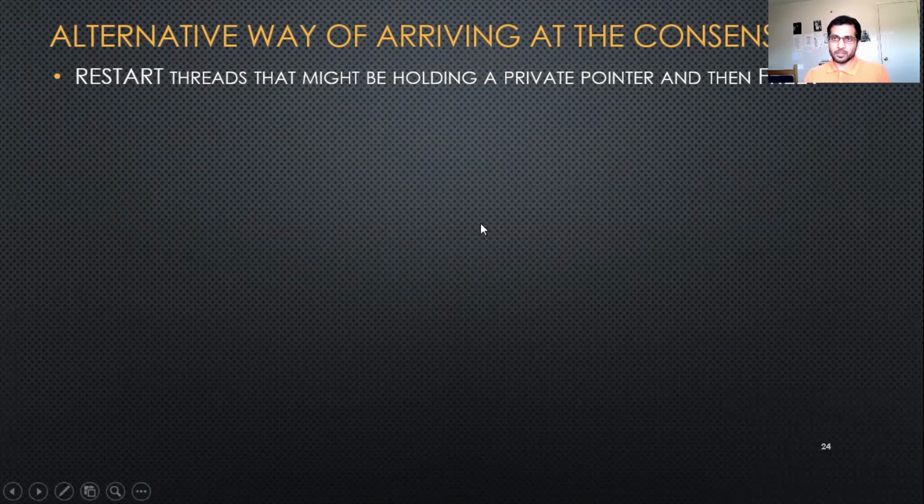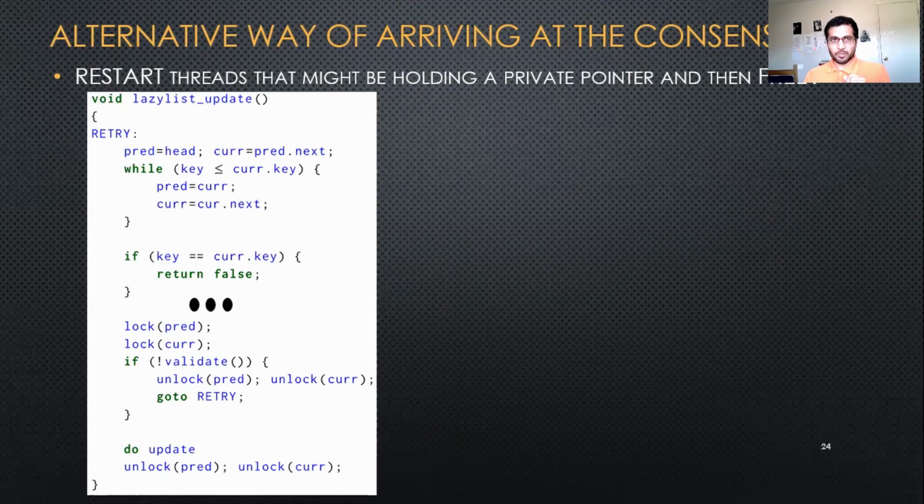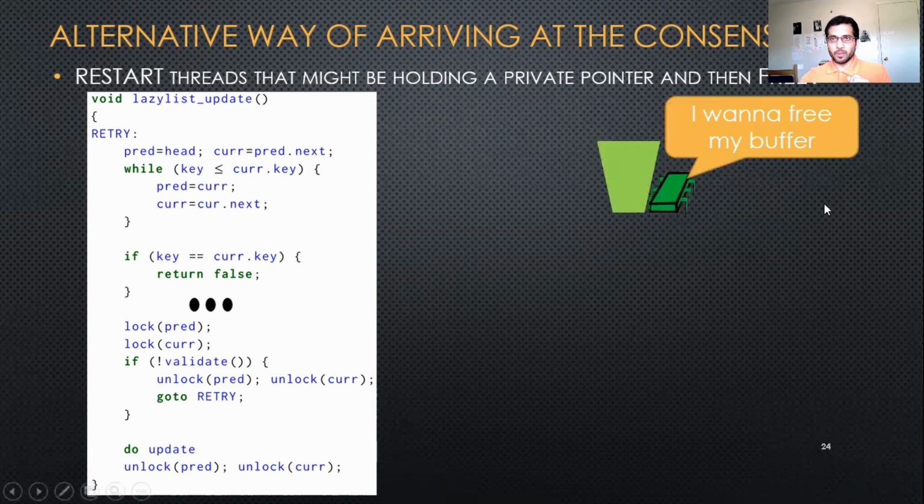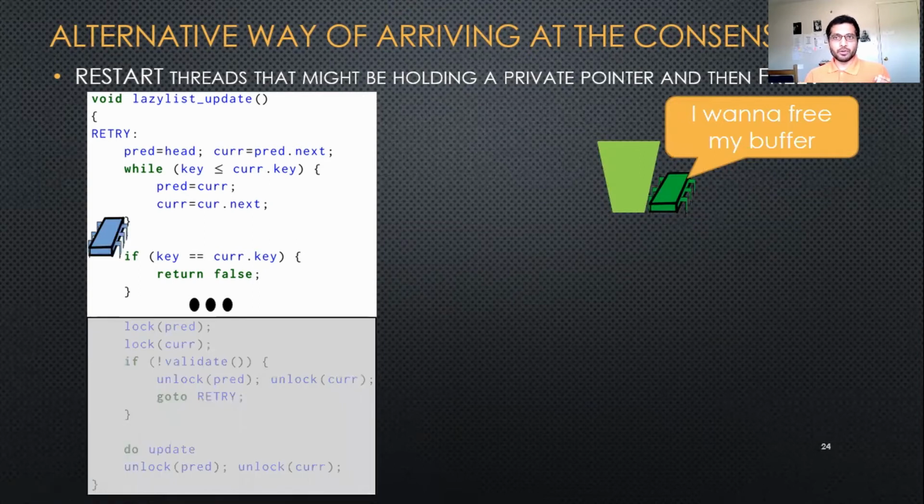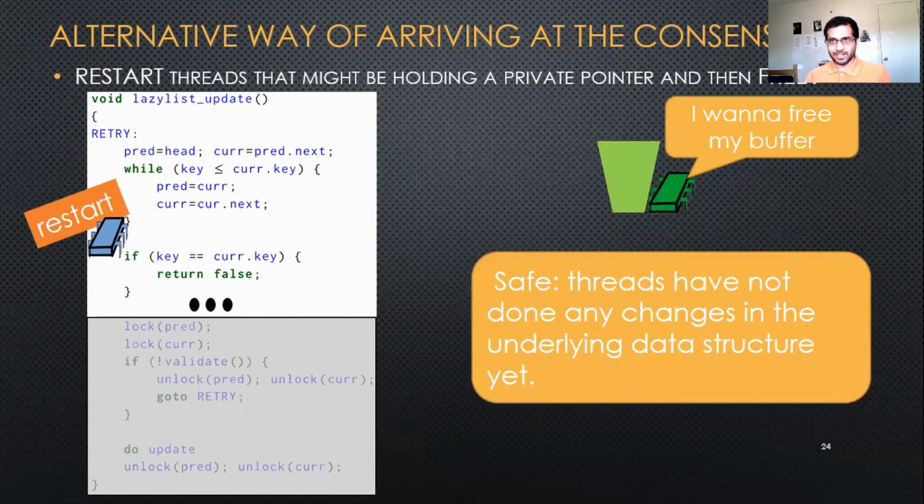So now let's try to apply this on the lazy list update operation, and let's see what happens. So this is a typical lazy list update operation. Now let's say some thread wants to free its retired buffer, and the other thread which might be holding a pointer to a record node in this retired buffer is in the search phase of this lazy list update operation. So if this green thread, which wants to retire the record, could somehow send a communication signal to this blue thread, then since it hasn't done any updates in the data structure yet, it could simply restart. And doing that would be safe and correct because, as I said, it hasn't done any updates. So it could simply restart.